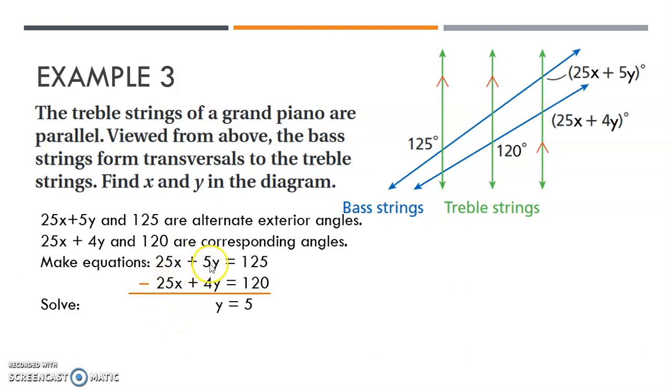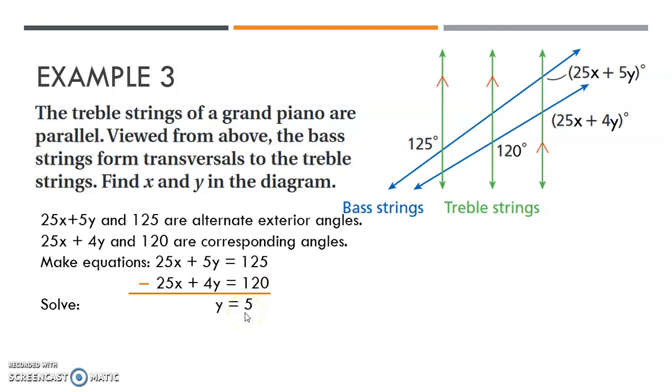So I just subtracted, and I got 5y minus 4y is y, and 125 minus 120 is 5. Now, it's not always as easy as that. Sometimes you do have to multiply in a number, but this one was pretty easy. I got y is 5.